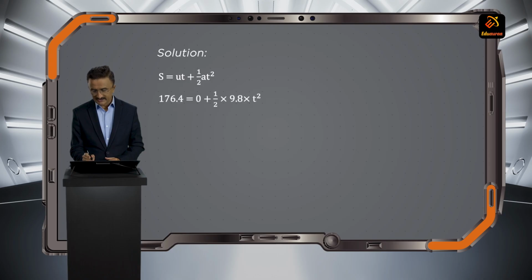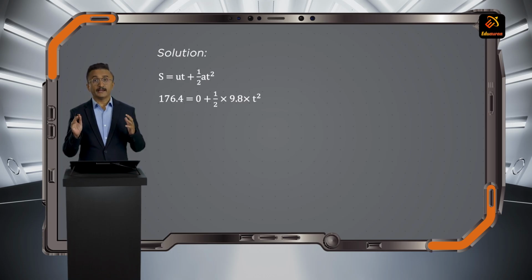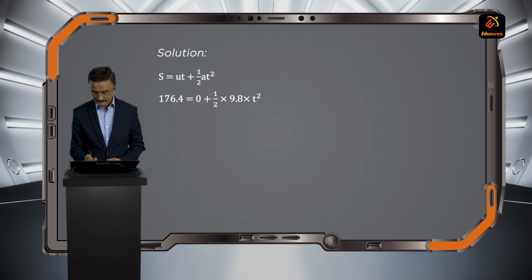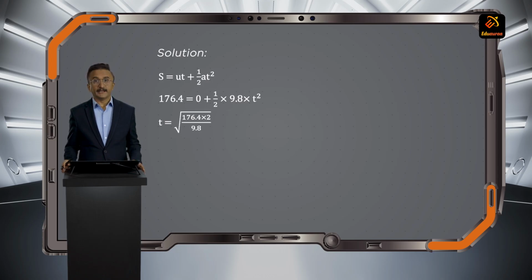It is 176.4. The initial velocity is 0, plus half a, 9.8, into t square. Okay, so now I can find out t square. It is 176.4 into 2 divided by 9.8. So now the square root of this, so that is what?